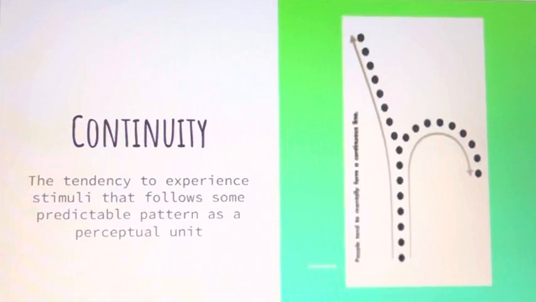And then continuity is the tendency to experience stimuli that follow some predictable pattern as a perceptual unit. So even if those little gray arrows weren't there, you'd understand that those dots are going in a certain direction, and that the left would continue to go upwards while the right would continue to turn downwards and then probably start shooting straight back down.